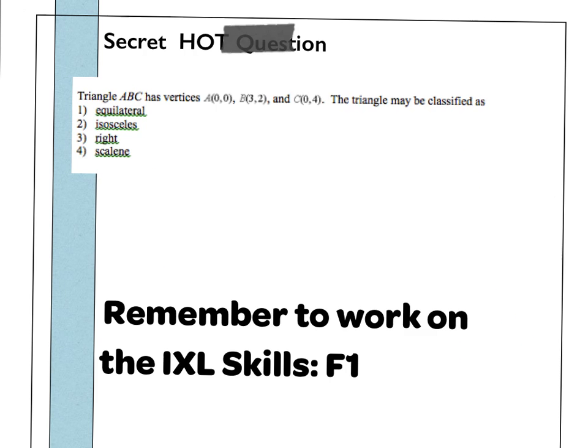The secret hot question tonight is: triangle ABC has vertices A (0, 0), B (3, 2), and C (0, 4). This triangle may be classified as a what? 1, 2, 3, and 4.